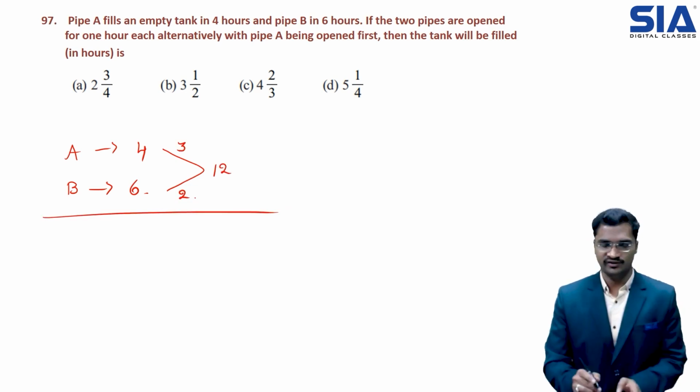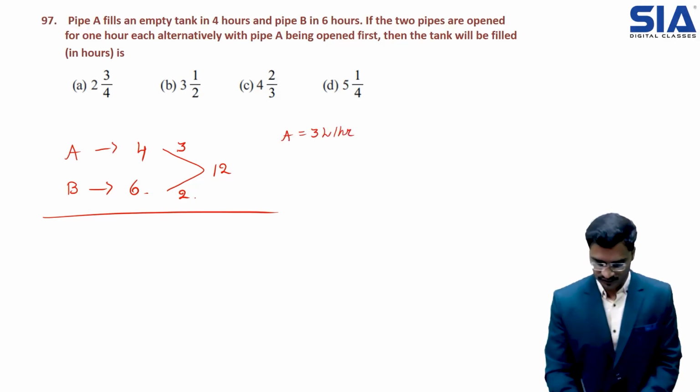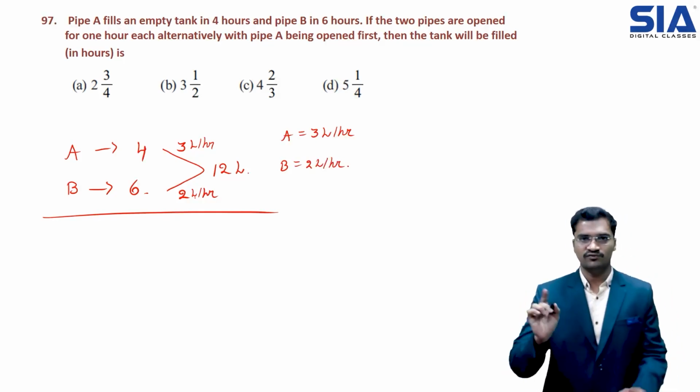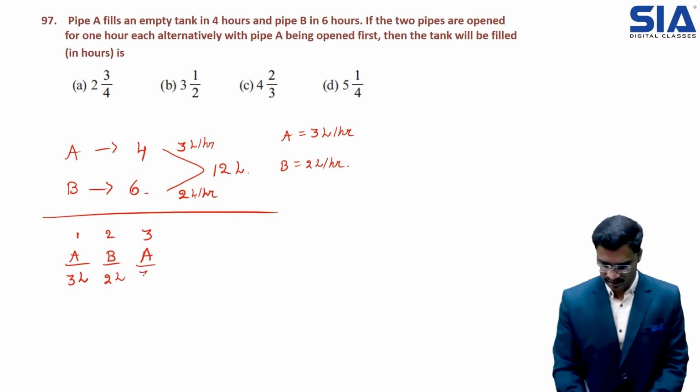So the first hour, the efficiency of A here is what? The efficiency of A is 3 liters per hour. So here let us assume the tank capacity as 12 liters. Then A is filling 3 liters per hour and B will fill 2 liters per hour. So the B efficiency is 2 liters per hour. Okay. Now the first hour A is working. So A is filling 3 liters. Then in the second hour B is working. B is filling 2 liters. The third hour then A will come. A will be filling 3 liters. Then the fourth hour B is coming. B is filling 2 liters.